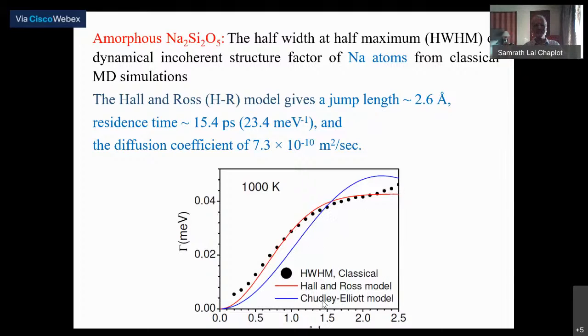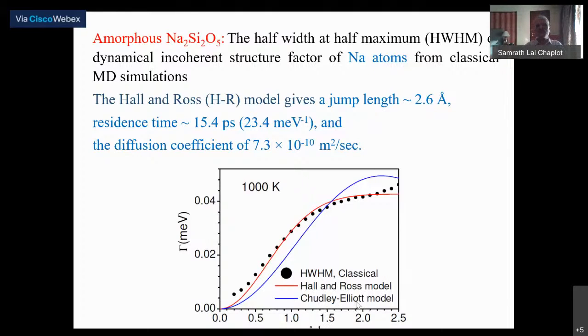This could be fitted to these diffusion models that we had talked about. Using those diffusion models, you can fit it and find the equivalent jump length. In this particular case, the Paul-Ross model fits better, not perfectly, but better, which corresponds to a Gaussian distribution of jump lengths. The jump lengths are not fixed values, as the other model assumes. So a fixed jump length model is not working here.